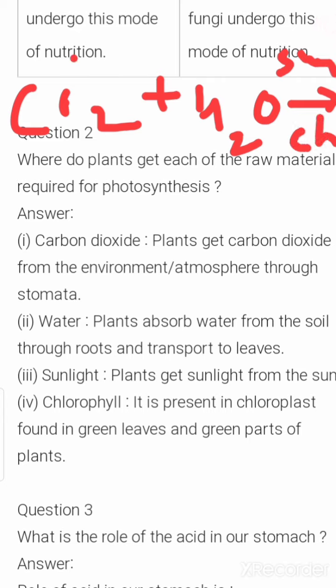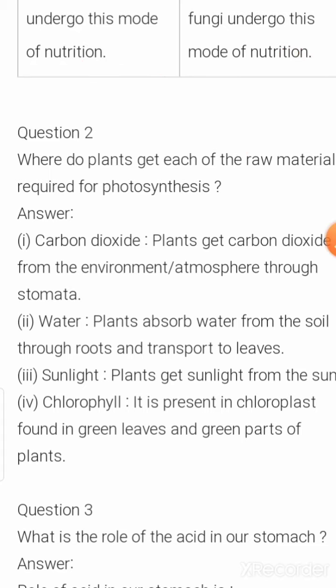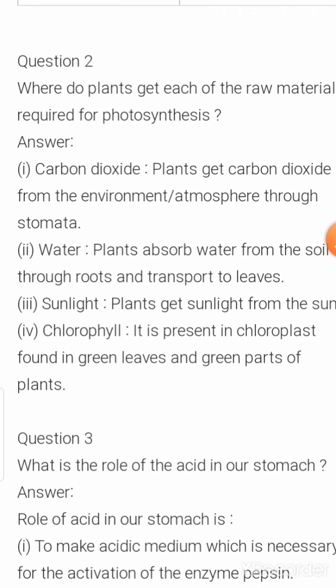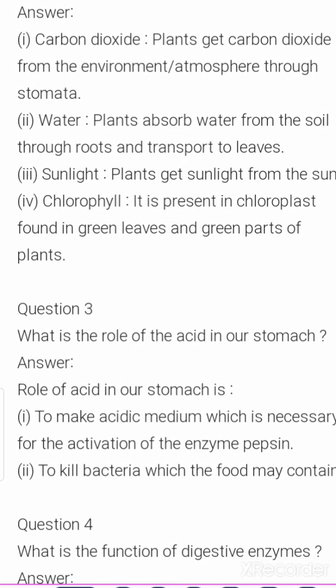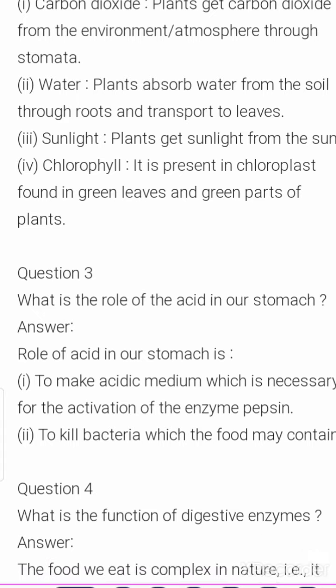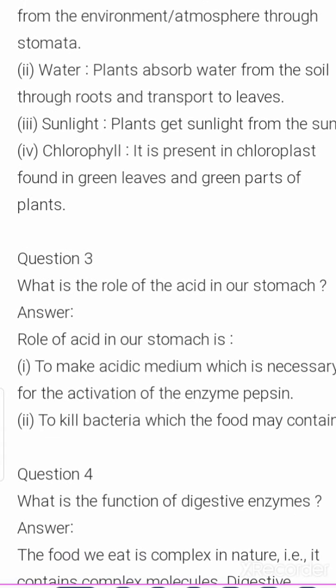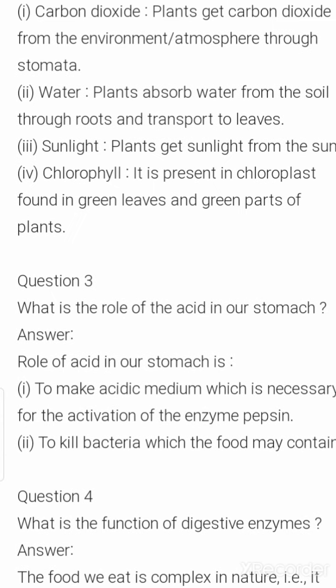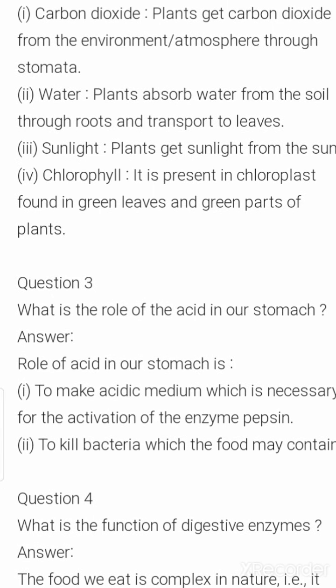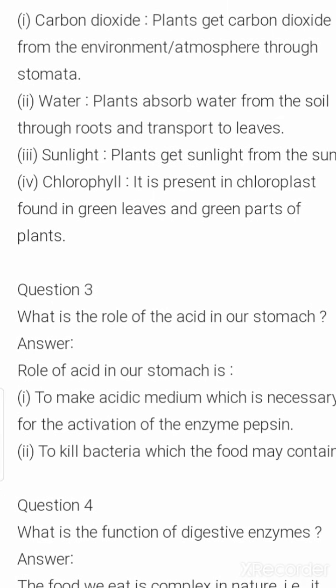So these are the requirements: CO2, H2O, sunlight and chlorophyll. These are all the requirements for the photosynthesis process. And from where do we get carbon dioxide? We get it from the atmosphere, okay. And who absorbs this carbon dioxide from the atmosphere? The small pores present on our leaf, which are known as stomata.